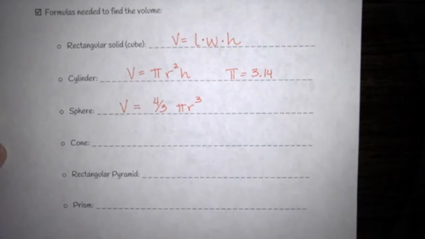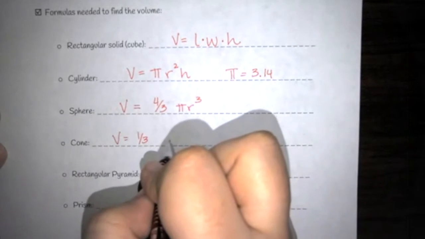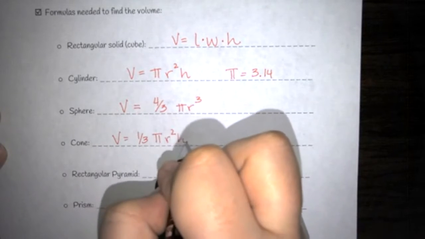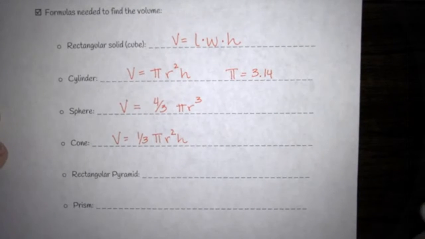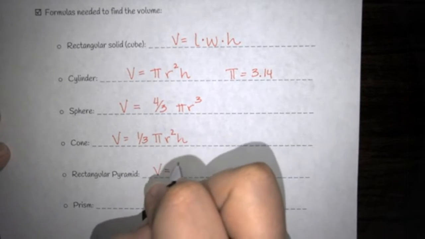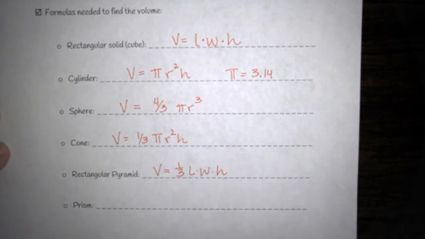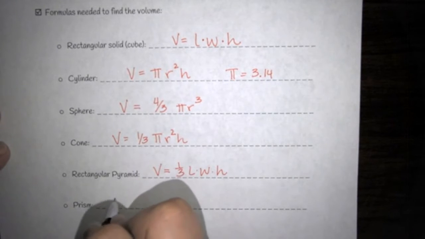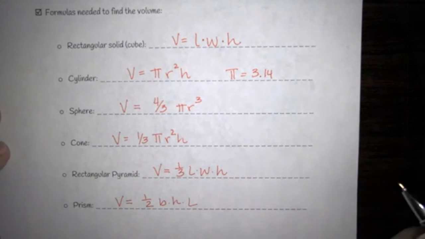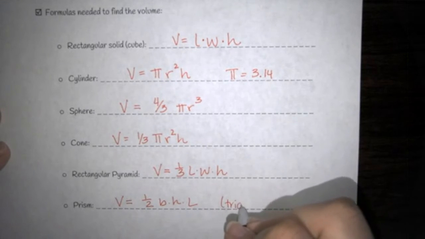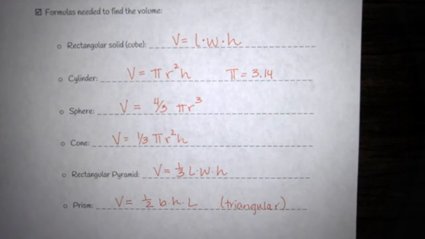Again, pi is 3.14. When we're talking about a cone, volume for a cone is going to be 1/3 pi r squared height. So it's almost like your sphere, except we're adding this height component to it. Now your rectangular prism is going to be 1/3 length times width times height. And last but not least, we have your regular prism, which is going to be volume is 1/2 base times height times length. We also sometimes refer to this one as your triangular prism.